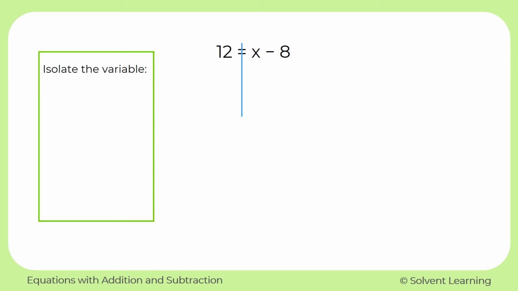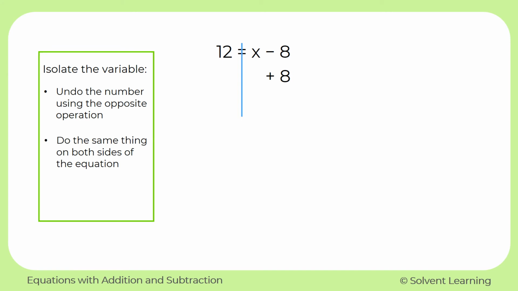So remember, we start by isolating the variable. So we want to get x by itself on that right side. So that means we need to get rid of or undo the minus 8. And we do that by using the opposite operation. So the opposite of minus 8 is plus 8. And of course, whatever we do to one side, we have to do the same thing to the other side. So I have to add 8 to the left side as well. And then we're going to simplify both sides.